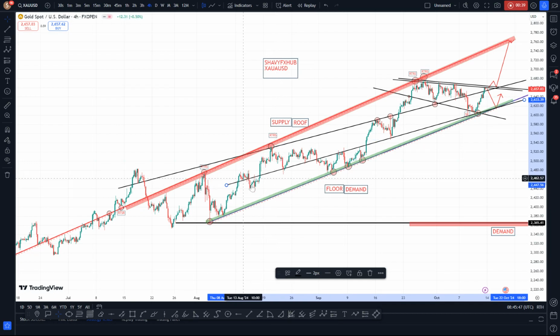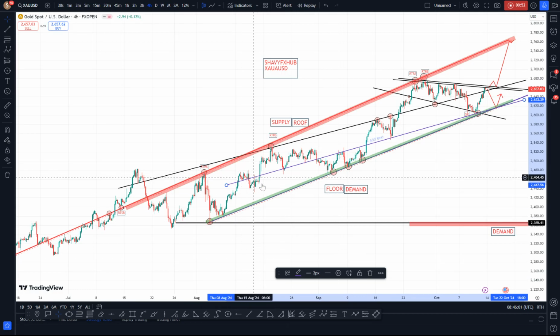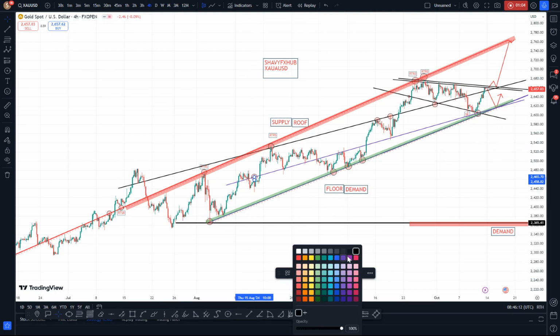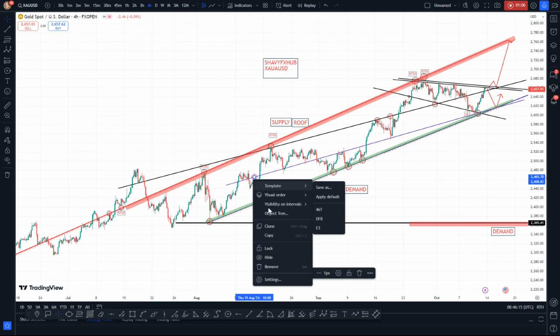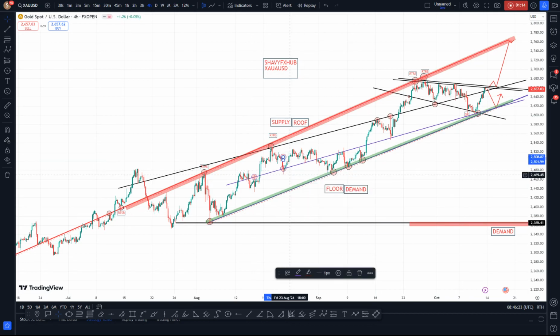We have here a support structure, a break of a support structure, retest. I will change the color to something purple. So we have here a retest. Let's change that color also to purple. So price broke that resistance structure, came back as support. We return again as support.